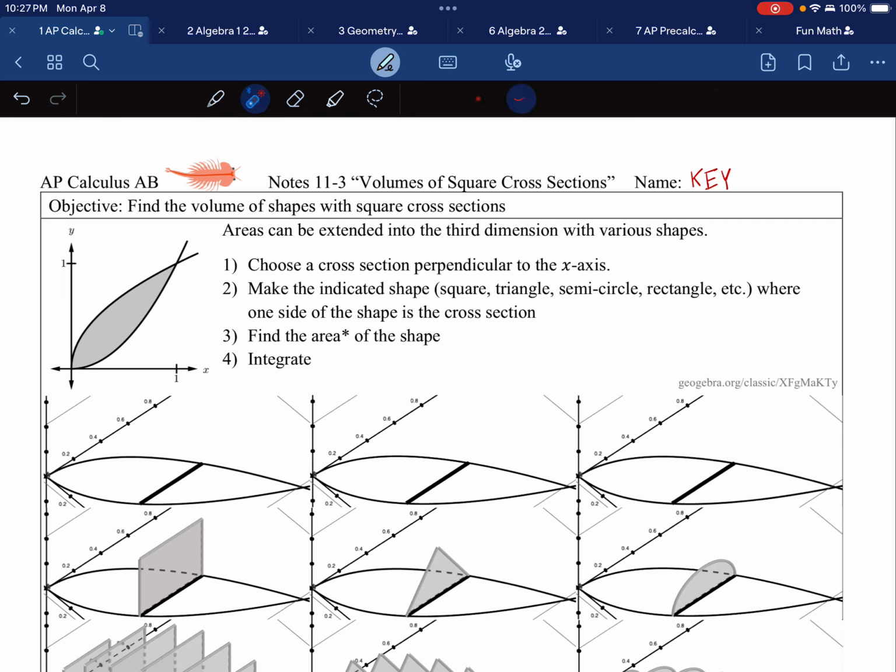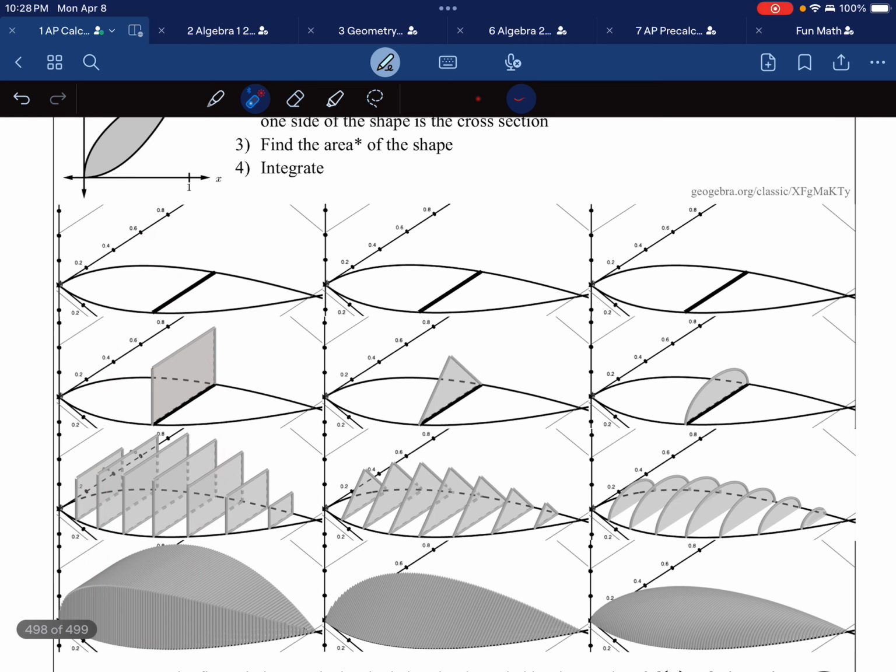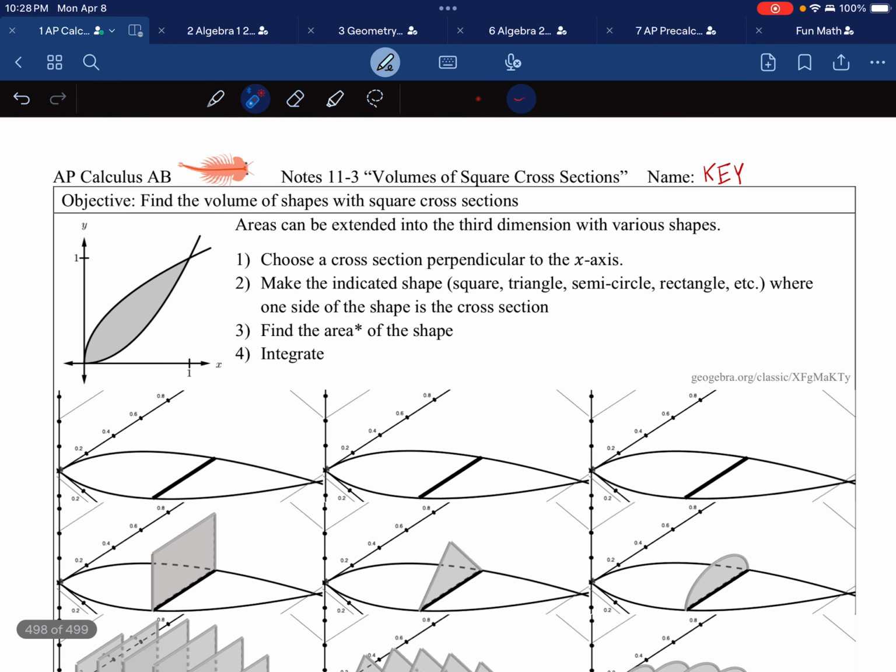If we've mastered areas, specifically areas between two different regions from 11-2, then we can extend those areas into the third dimension with a bunch of different types of shapes. So this is the general path, and this path will lead you to the correct answer. We're only going to be focusing on the path with the squares, but I'm letting you know there are many other paths that are open to us. I'm only going to be focusing on squares in this lesson.